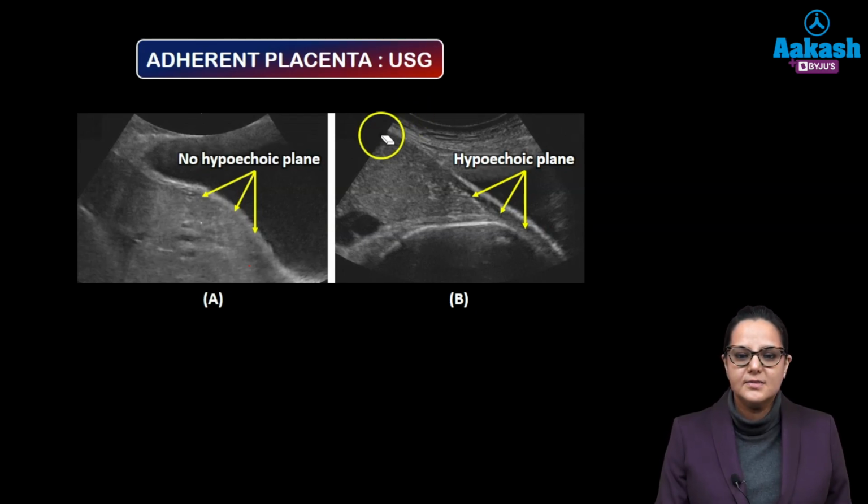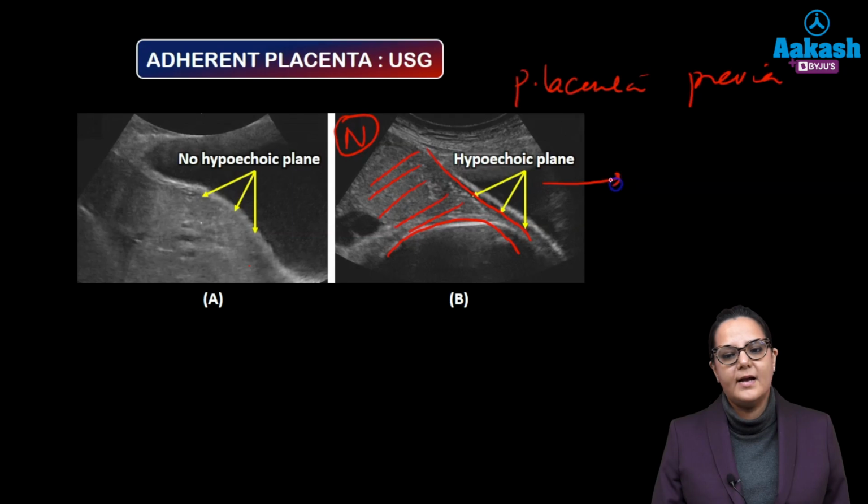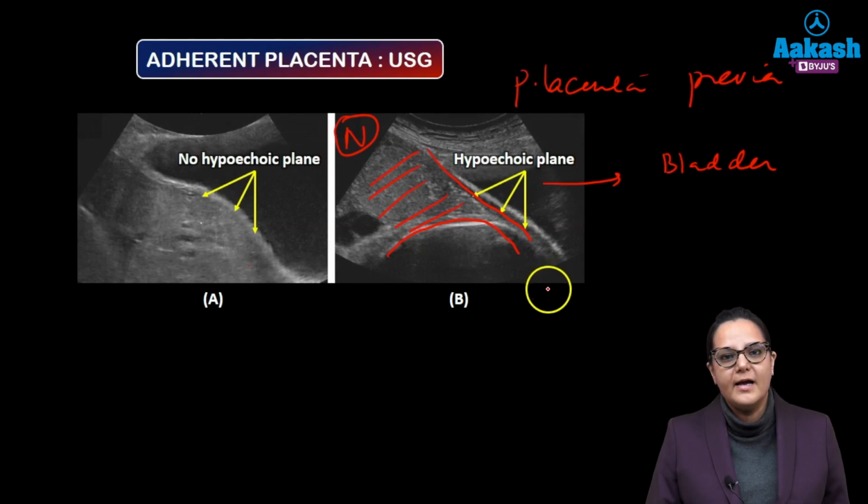So first let's discuss the normal one. This is the normal placenta. But it's a placenta previa, right? This is placenta previa. Why is it so? Because this is the fetal head and all of the placenta is lying over here, right? This is the bladder. This black part which is filled with urine is your bladder. Now we can see a retroplacental hypoechoic zone over here, right? Can you see this black line? So this is the retroplacental hypoechoic zone.